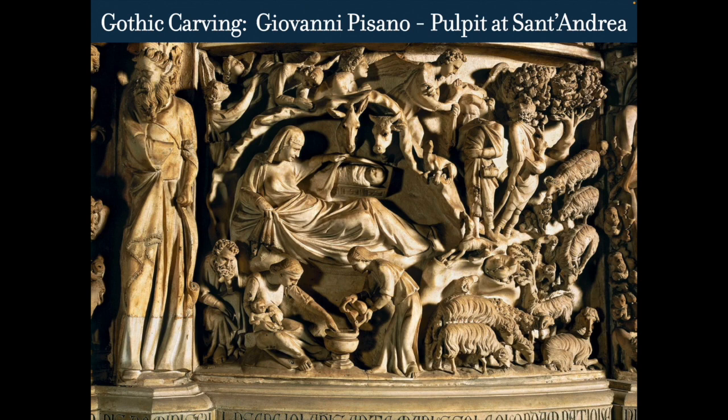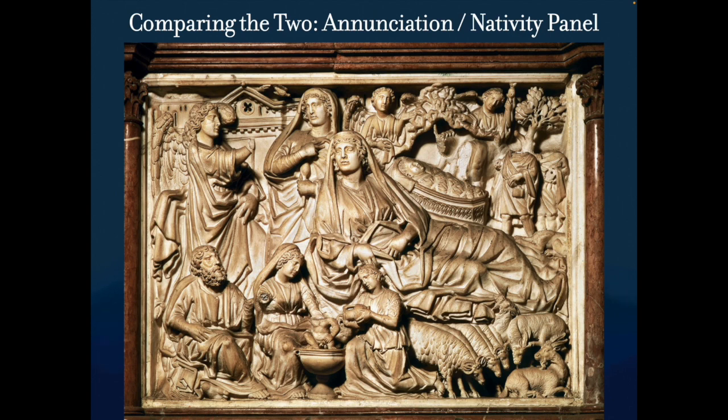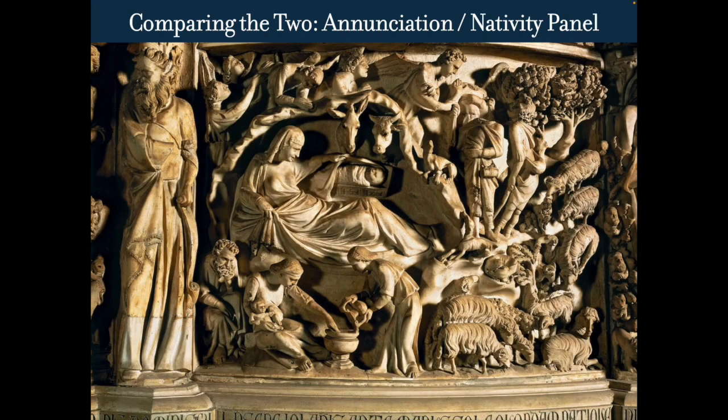All right, so let's compare the two of the pulpits. We have two scenes that are the same. This is Nicola, the dad, in Pisa. And this is his son in Trieste. Again, 40-year period, big difference in style. This is showing how quickly the artistry is progressing during this transitional period.